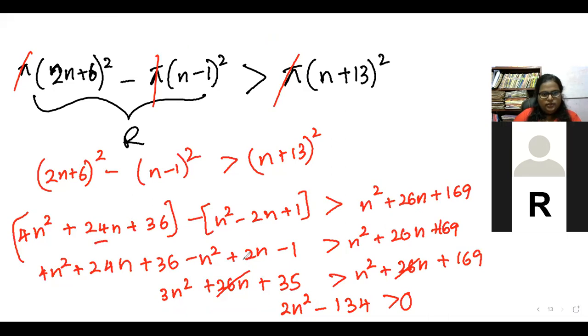24 and 36, okay. N square minus 2n plus 1. So yeah, I can't see any mistake.